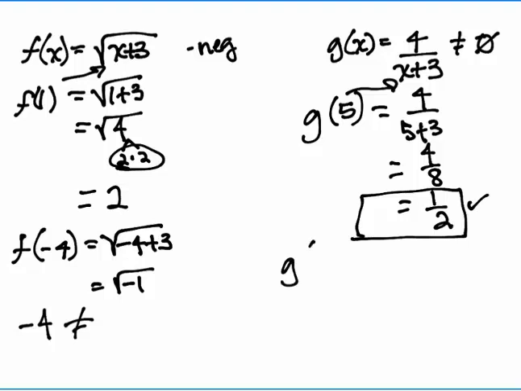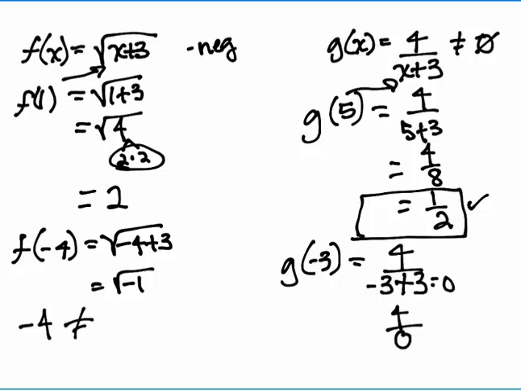Take a look at g of negative 3. We have 4 divided by negative 3 plus positive 3. Well, this turns out to be 4 over 0. It's undefined. So g of negative 3 does not exist because you cannot have a negative 3 in the solution for g of negative 3.